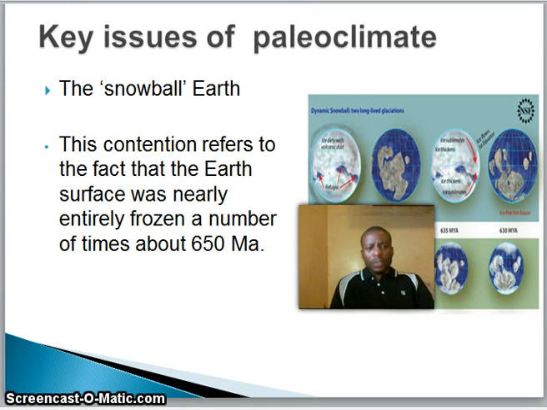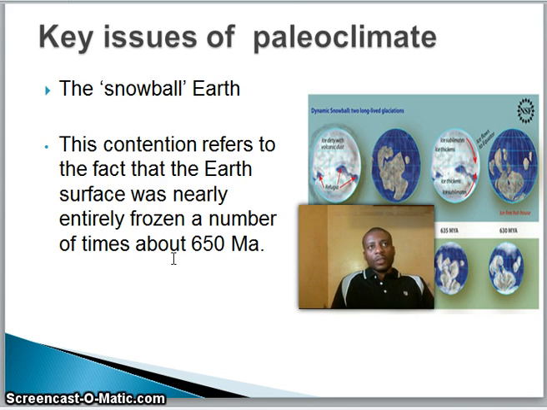So now let's look at the key issues of paleoclimate, and we're going to begin with the first one, which is the concept of the snowball Earth. It says that during Earth history there have been a number of periods where almost the entire surface of the Earth was covered by snow, as we can clearly see here in the figure.